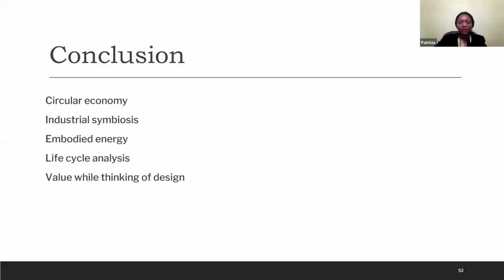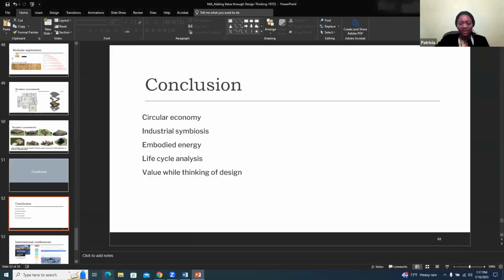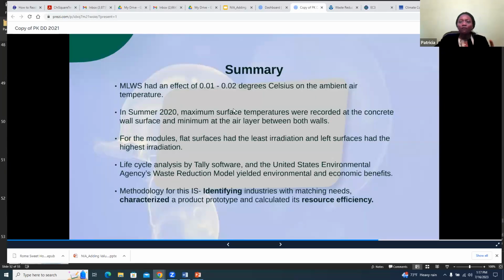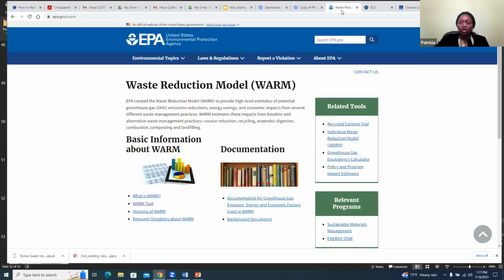So in this conclusion, we have seen that circular economy, industrial symbiosis, embodied energy, and life cycle analysis are some of the tools that we can use to add value to our waste through design. So before calling it a day, I would like to show those three tools that I mentioned. First, we talk about the waste reduction model.